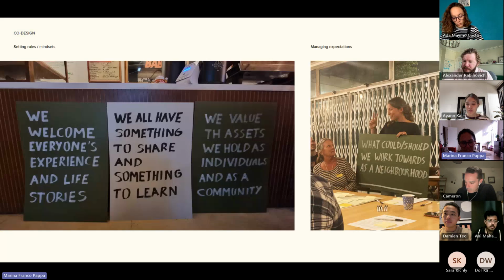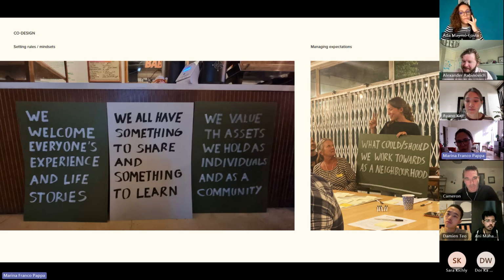So here are some thoughts on how I was using that. I think the first thing was to set some rules and mindsets that you mention in the book. So when people join the workshop, we have the shared understanding that everyone's experiences are valid, that everyone there has things to share or things to learn, and also that we are valuing assets. So we are looking at things that we already have and can build upon.